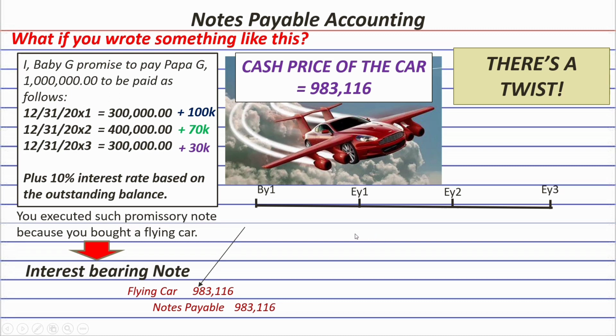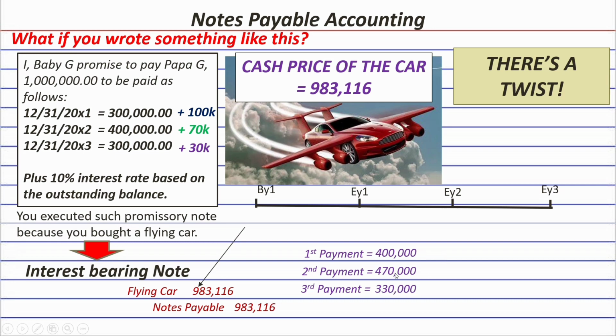And if you did that also already, then let me tell you that the effective rate for this illustrative problem is 11%. Now, let's prove. Let's start with the payments for years 1 to 3. And we have 400,000 for year 1, 470,000 for year 2, and 330,000 for year 3. Okay?